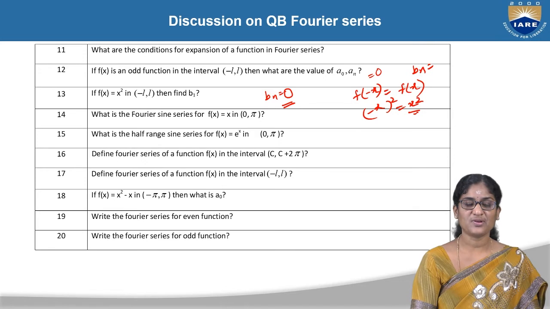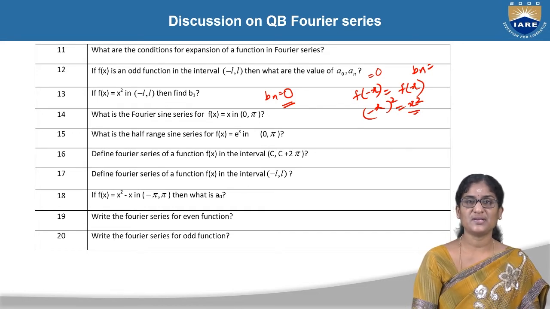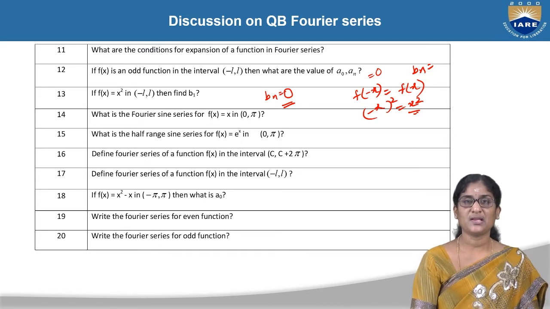Next, what is the Fourier sine series for the function f of x is equal to x in the interval 0 to pi? What is the half range Fourier sine series? Summation bn sine nx. What is the bn value? That is nothing but 1 by pi integral 0 to pi f of x sine nx dx. So here f of x is equal to x, we need to put x into sine nx.